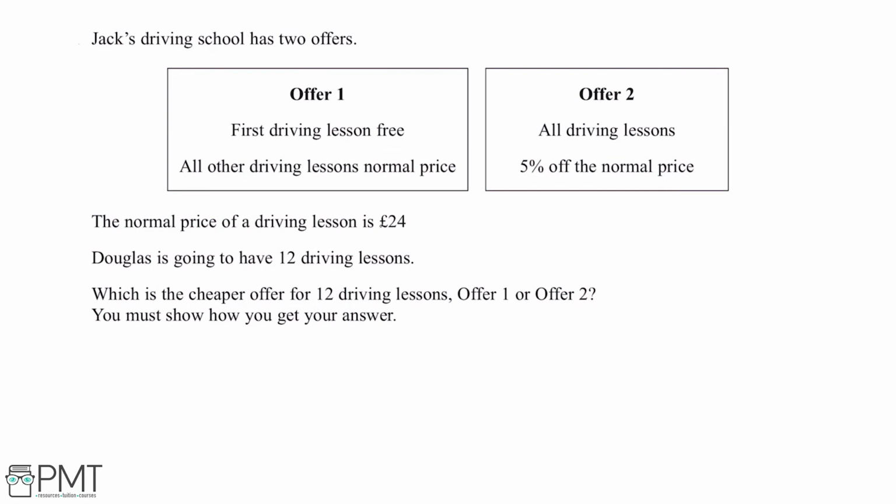Jack's driving school has 2 offers. Offer 1, first driving lesson free, all other driving lessons normal price. Offer 2, all driving lessons 5% off the normal price. The normal price of a driving lesson is £24. Douglas is going to have 12 driving lessons. Which is the cheaper offer for the 12 driving lessons? Offer 1 or offer 2? You must show how you get your answer.